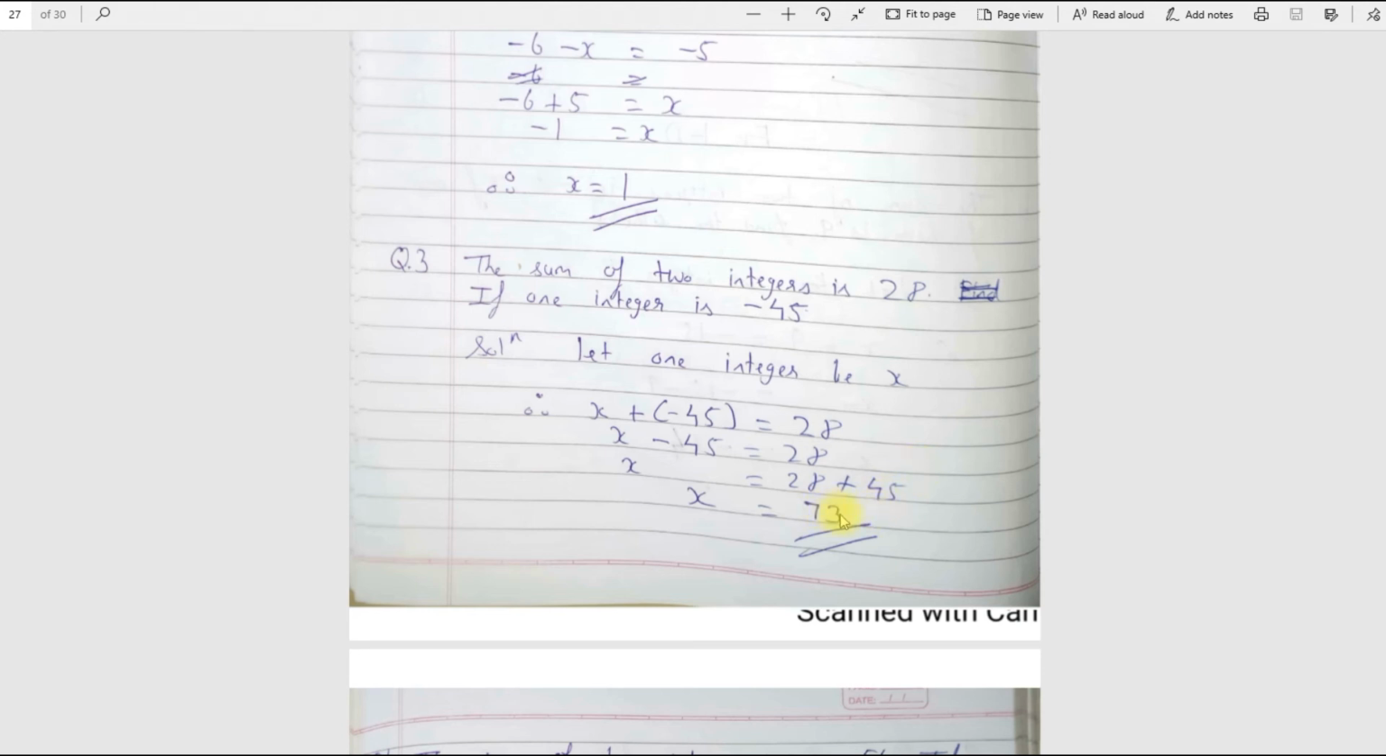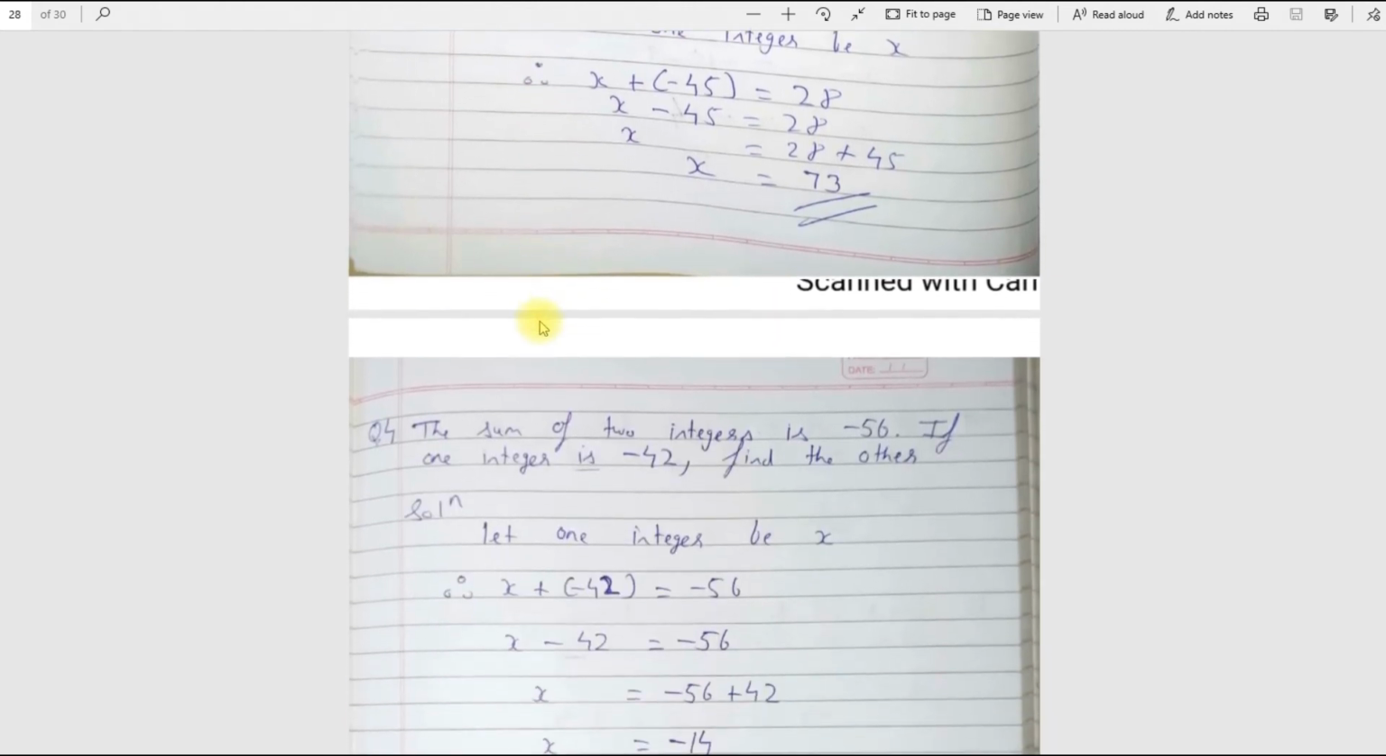If you want to check your answer, you can just check it by adding the two integers. That is 73 plus minus 45. Why plus minus 45? Because plus will come in the middle since they are saying sum. So 73 plus, in brackets, minus 45. Now plus minus is minus. 73 minus 45 gives me 28. So my answer is right. You can verify on your own if you want.